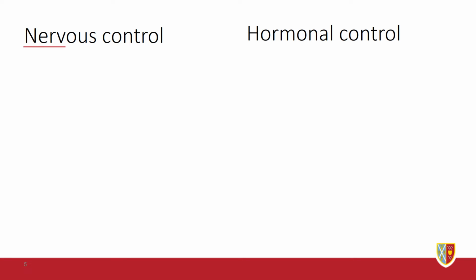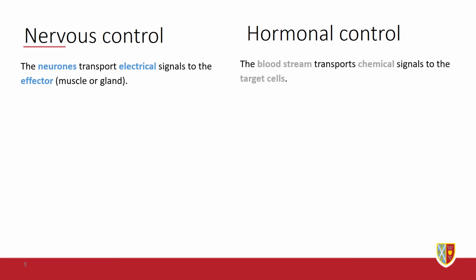Okay, so we're going to compare nervous control and hormonal control. Nervous control involves neurons and the transport of electrical signals to effectors. In hormonal control, which is something people frequently get mixed up, we're talking about the bloodstream and chemicals, hormones, to target cells. These chemicals are produced by a gland and transported in the blood.